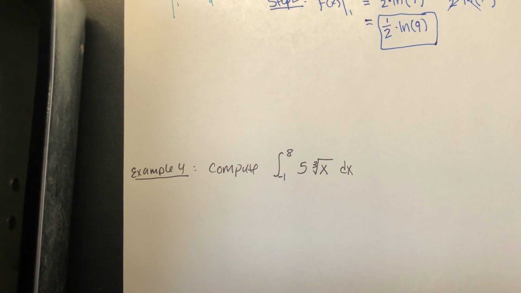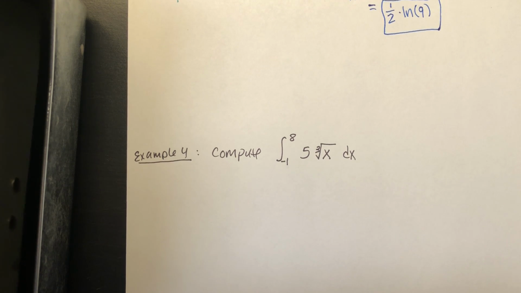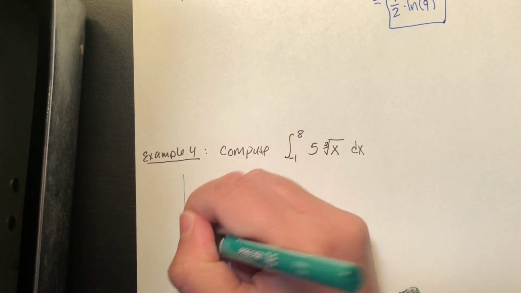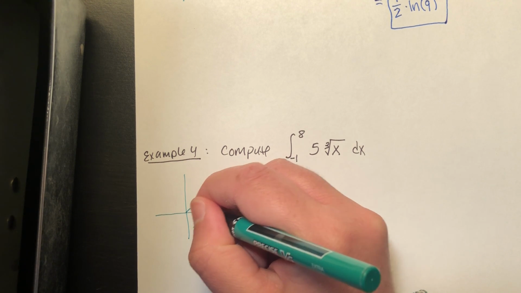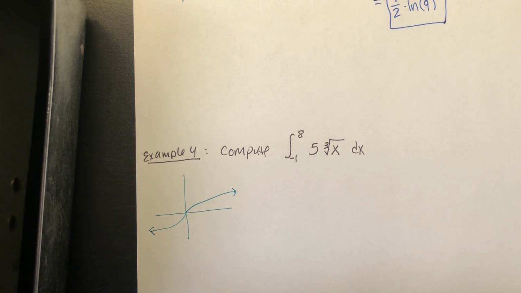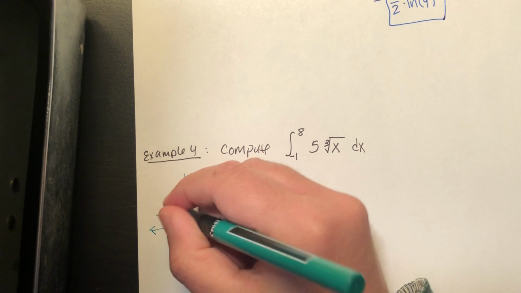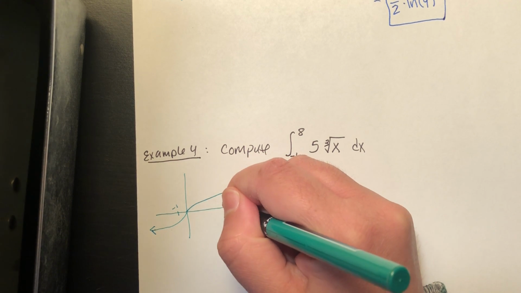Let's say we wanted to compute the antiderivative from -1 to 8 of 5 times the cube root of x dx. Just like before, I need the antiderivative of 5 times the cube root of x. So it's going to be useful. I guess I could try to sketch this if I wanted to, but I don't really super know what this looks like. Probably something like this. Right? Something roughly like that. And I'm going from -1 to 8 here.